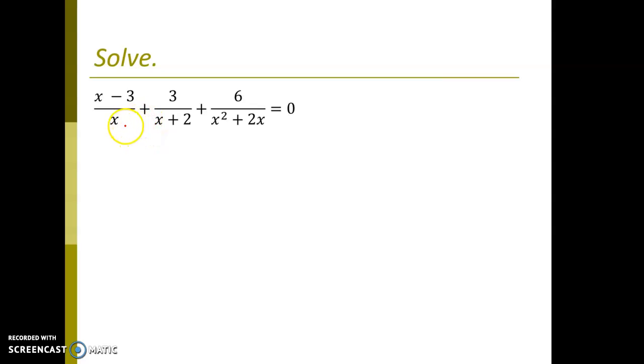So if we look at our denominators here, we have an x plus 2, and then an x squared plus 2x. Well, if we factor x squared plus 2x, we're just left with x times x plus 2. We already have an x here, so we would have to multiply that by x plus 2. We have an x plus 2 here, so we just have to multiply that by x. We can then say that our common denominator is x times x plus 2. Then what we would do is multiply the entire equation by x times x plus 2.